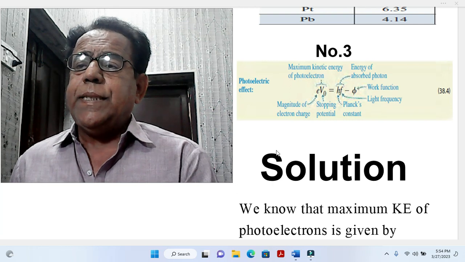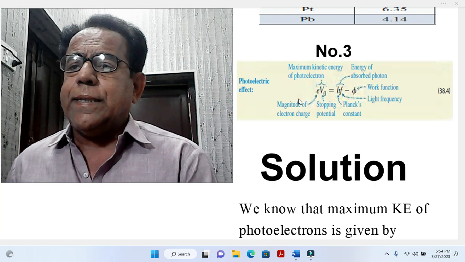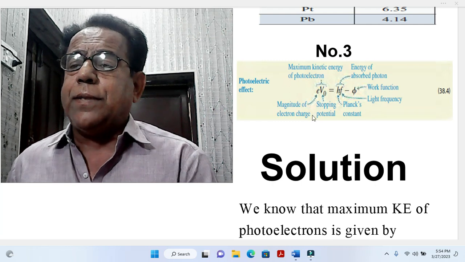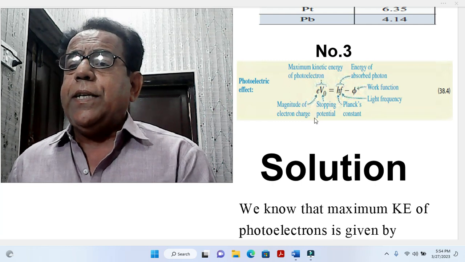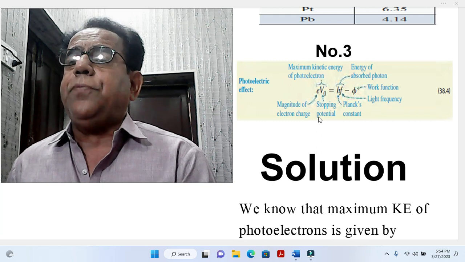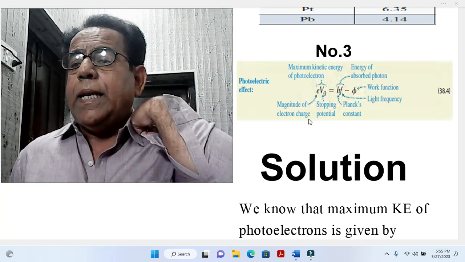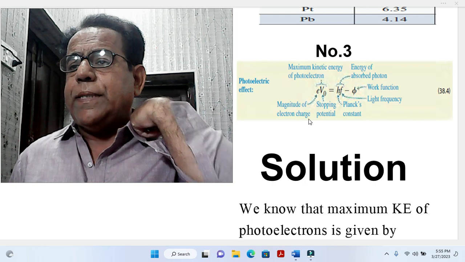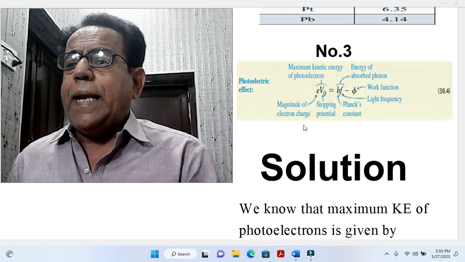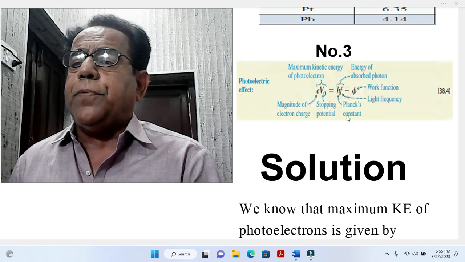Once again, eV naught, that is the maximum kinetic energy of the photoelectron, where e is the magnitude of electron charge and V naught is the stopping potential, is equal to hf minus phi, where h is the Planck's constant, f is the light frequency, phi is the work function, and hf is the energy of the absorbed photon.